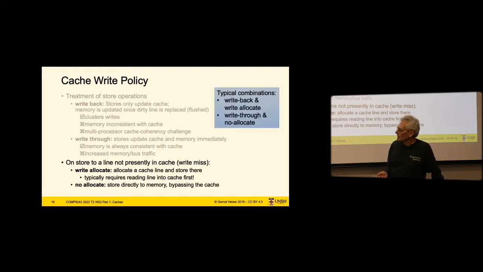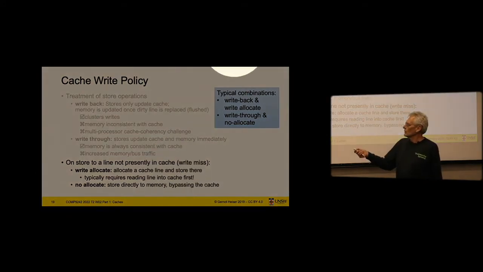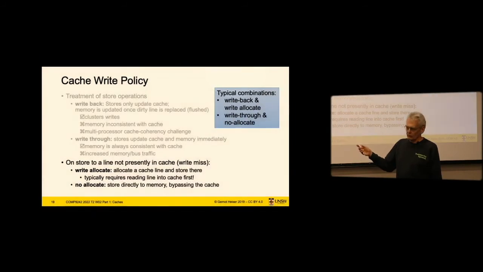But basically, write back and write allocate go together. And for the same reason that these days almost all caches are write back, they tend to be write allocate as well. Whereas write through mostly makes sense, no allocate mostly makes sense on a write through cache. So these days it's pretty much the top one, write back and write allocate. Okay? Good. Any questions up to this point?